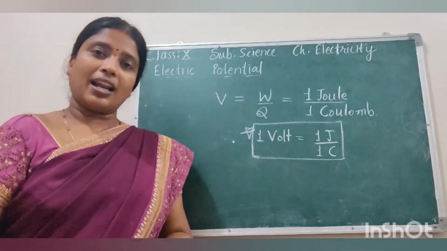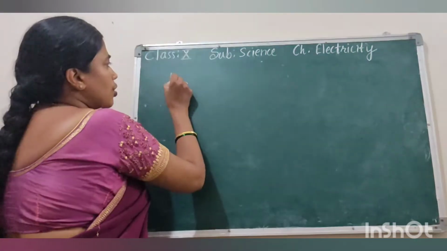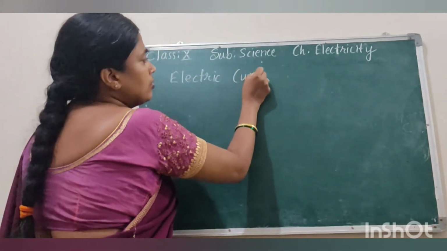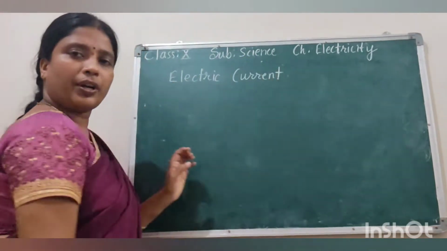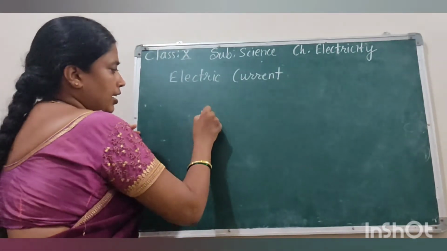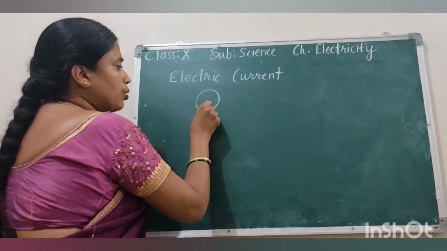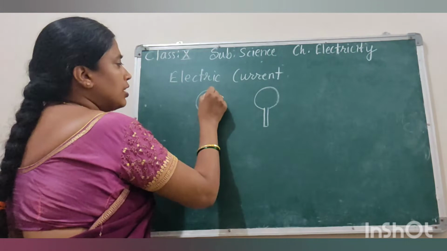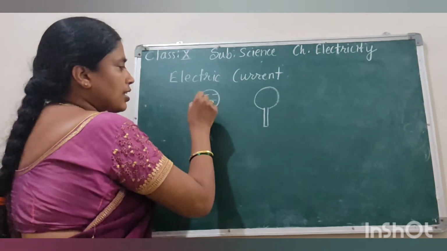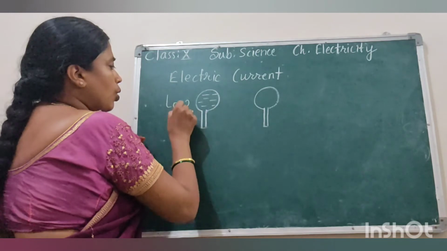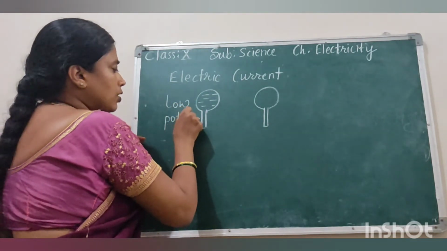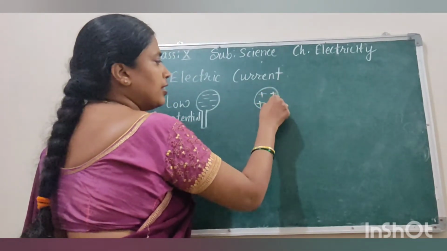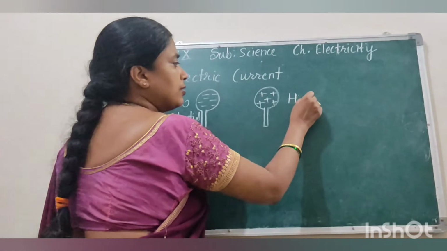Now, let us move to our next topic, electric current. So, to understand the concept of electric current, let us take example of two metallic spheres. Now, this metallic sphere, this one is at low potential, and this metallic sphere, it is at high potential.